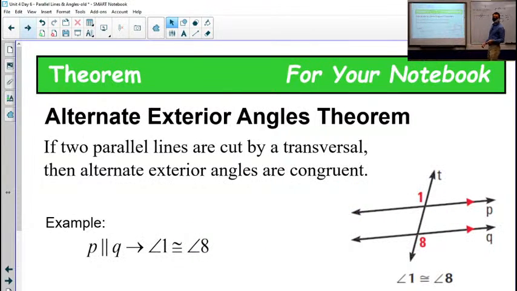Now we're also going to have alternate exterior angles, and they're going to be congruent. So same idea here, alternate, on different sides of the transversal. Exterior, outside of the parallel lines. So the alternate exterior angles are also going to be congruent.